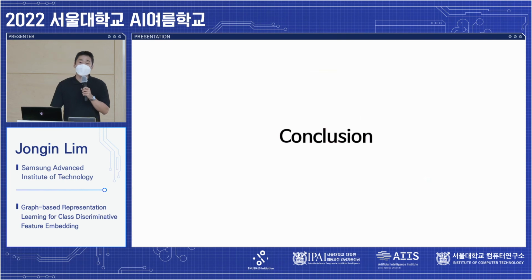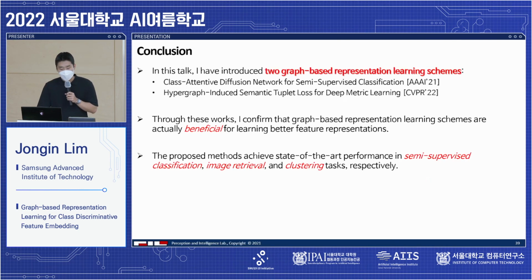Now, let me briefly summarize the main point and conclude the talk. In this talk, I have introduced 2 graph-based representation learning schemes. Through these works, I confirmed that graph-based representation learning schemes, leveraging the relational information through the graph modeling, are actually beneficial for learning better feature representations. And the proposed methods achieve state-of-the-art performance in semi-supervised classification, image retrieval, and clustering tasks, respectively.